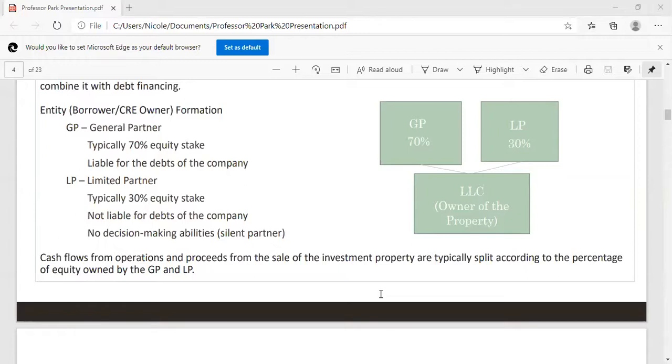So the general partner will make all the operation decisions and is usually responsible for leasing the property and any of the operations involved, security, insurance, all of those things. And the limited partner just stands by and collects cash from the property. And typically the cash flows from the operations after all the expenses are paid, including the debt service, is split how the equity is, so 70-30. So you can see on the right here where it says GP and LP 70-30. This is for the equity portion of the property.